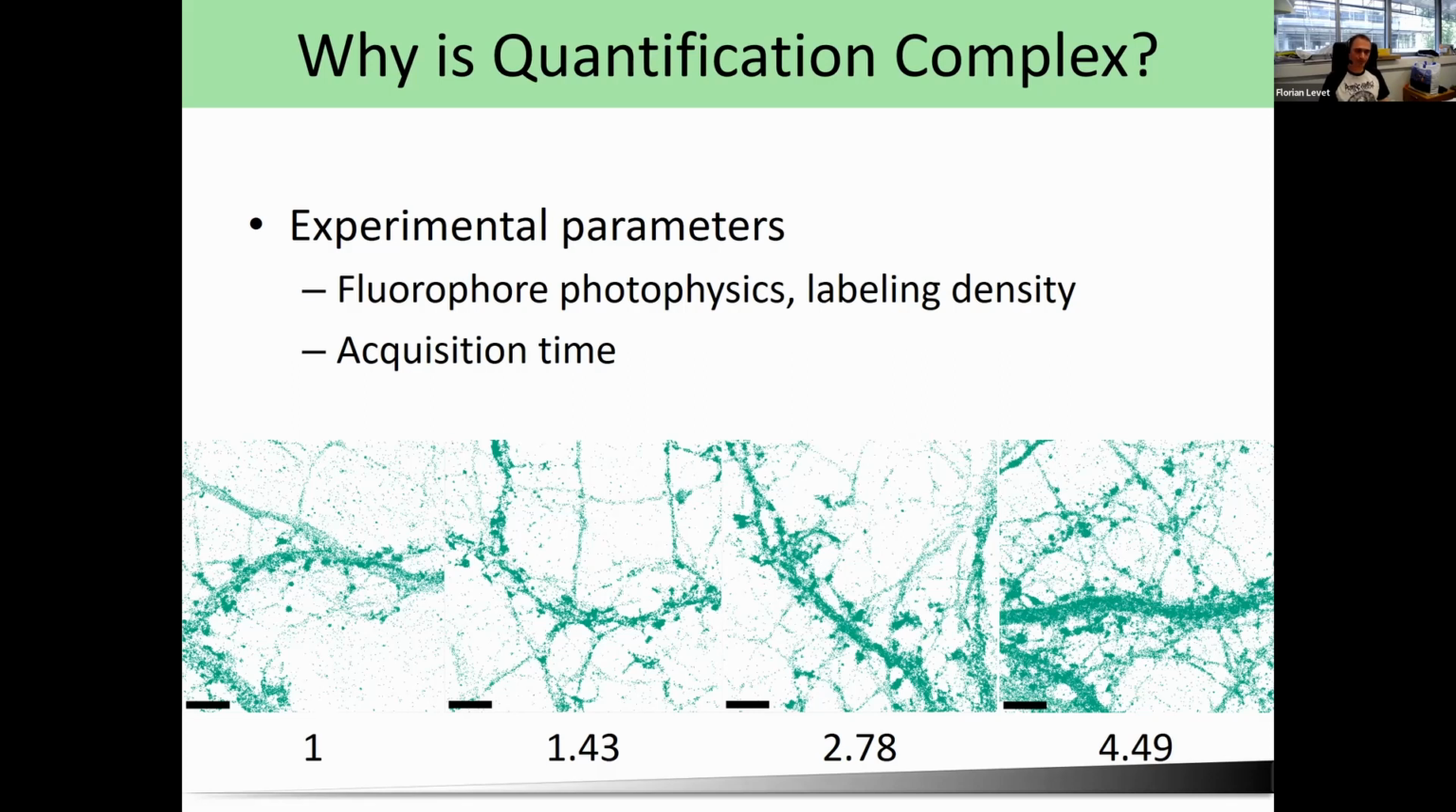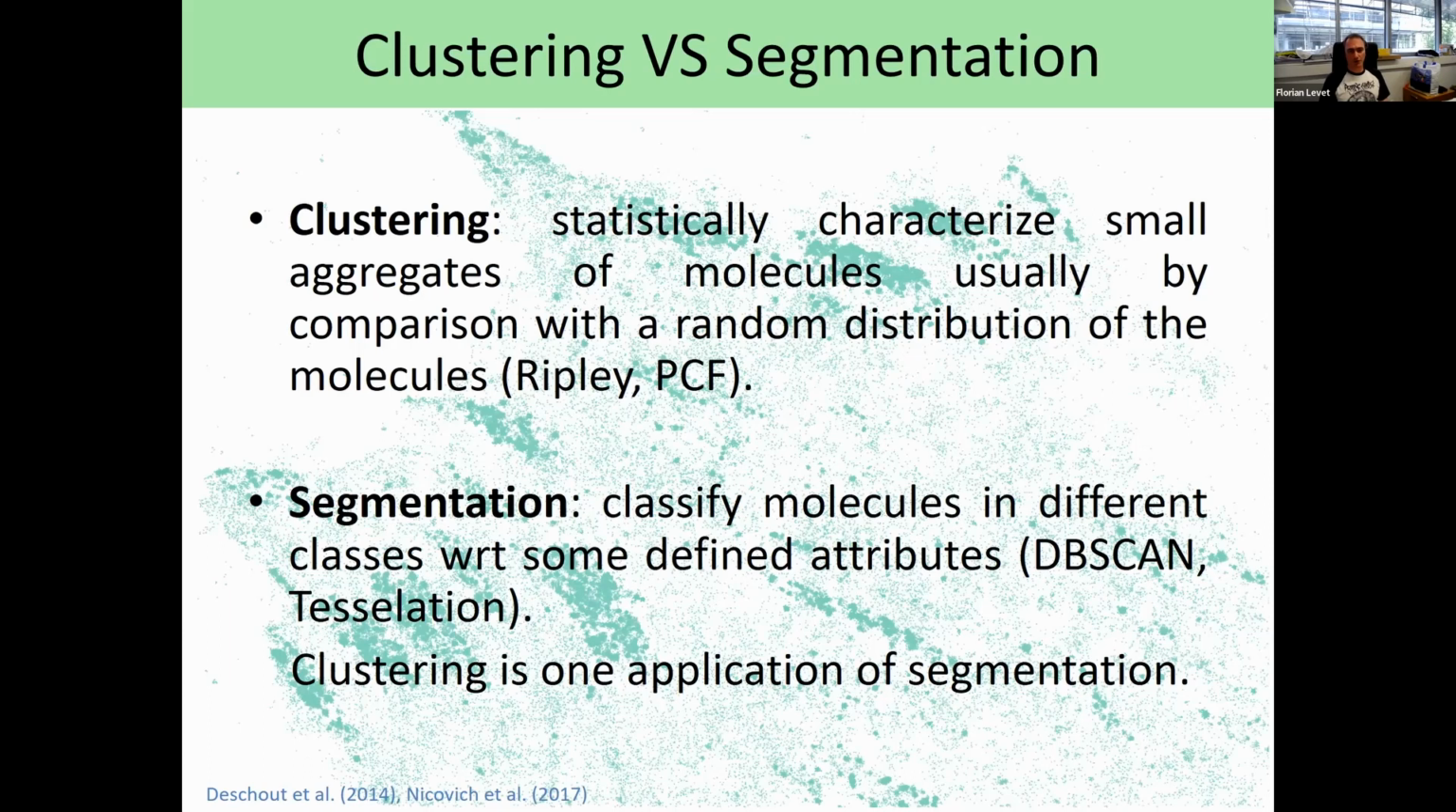biological studies. So in the field, people usually use 2 families of techniques to do quantification. They use clustering or segmentation. Clustering is really trying to find clusters, but in a statistical manner. So you statistically characterize small aggregates of molecules, usually by comparison with a random distribution of the molecules. We will come back to that and explain more what it means. Or you can do segmentation. In this case, you are just trying to classify molecules into different classes with respect to some defined attributes, and techniques such as DBSCAN or Tessellation are part of this family.